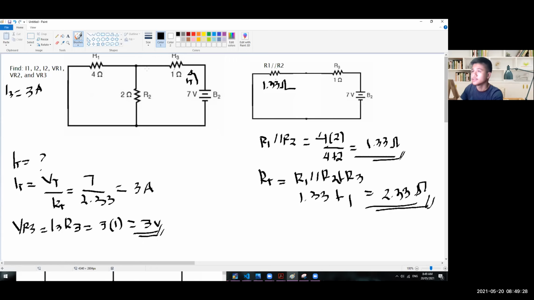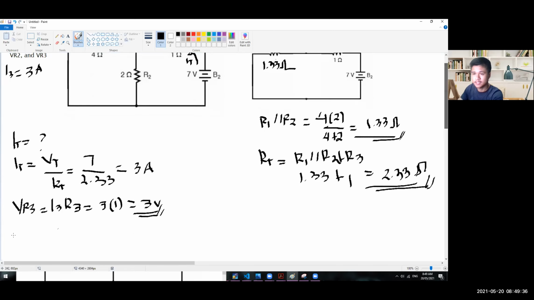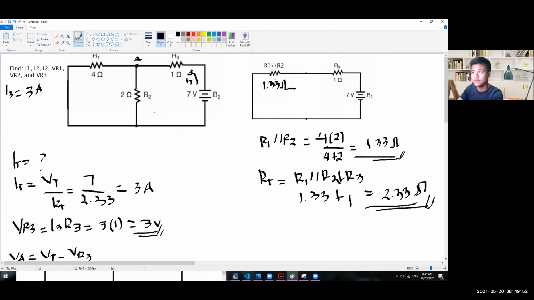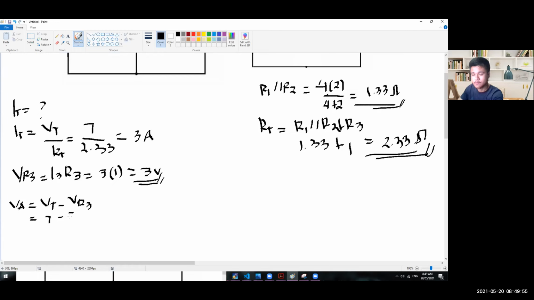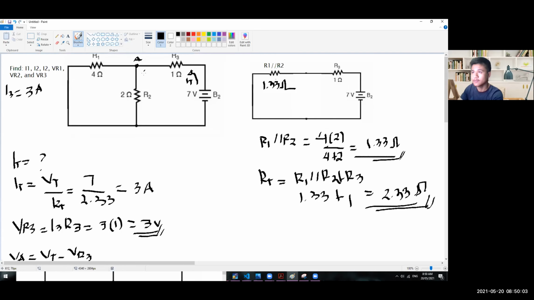So at this point, if you are going to get the potential voltage, it's the same process just like what we did a while ago. In order for us to get the voltage at point A, we need to get V total minus the VR3, wherein V total is 7 volts and VR3 across here is 3 volts. So this will give us a result of 4 volts. So at this point, we have a value of 4 volts.